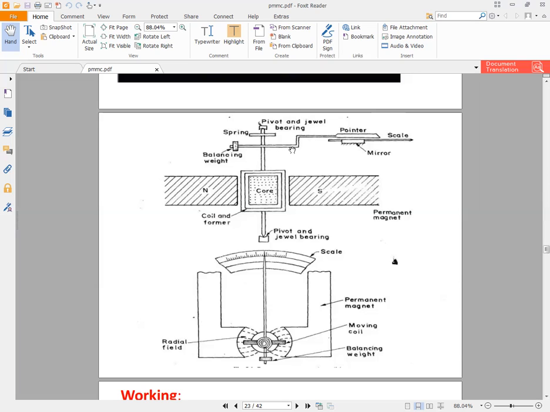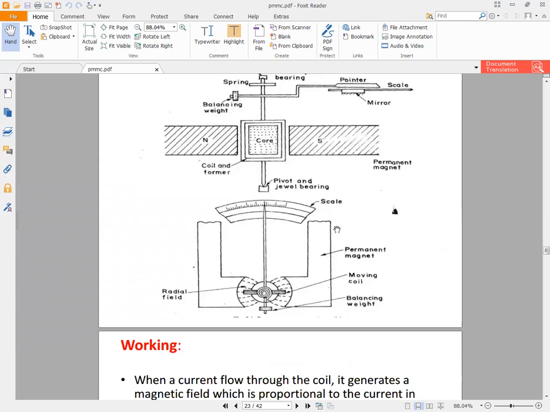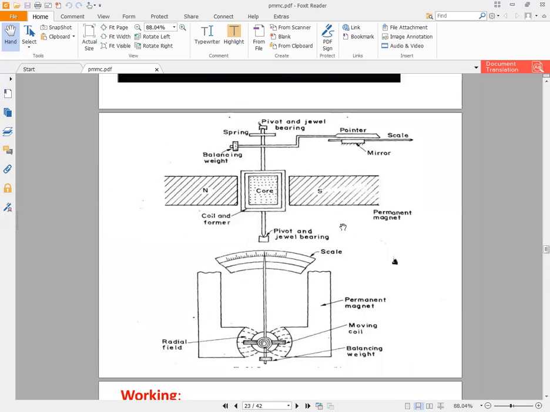And the last part is our pointer. This pointer is made up of aluminum material and it shows the reading on the calibrated scale which is given. On this scale, this pointer shows the reading. So this is the construction of our PMMC type instrument. Next one is the working principle of our instrument.